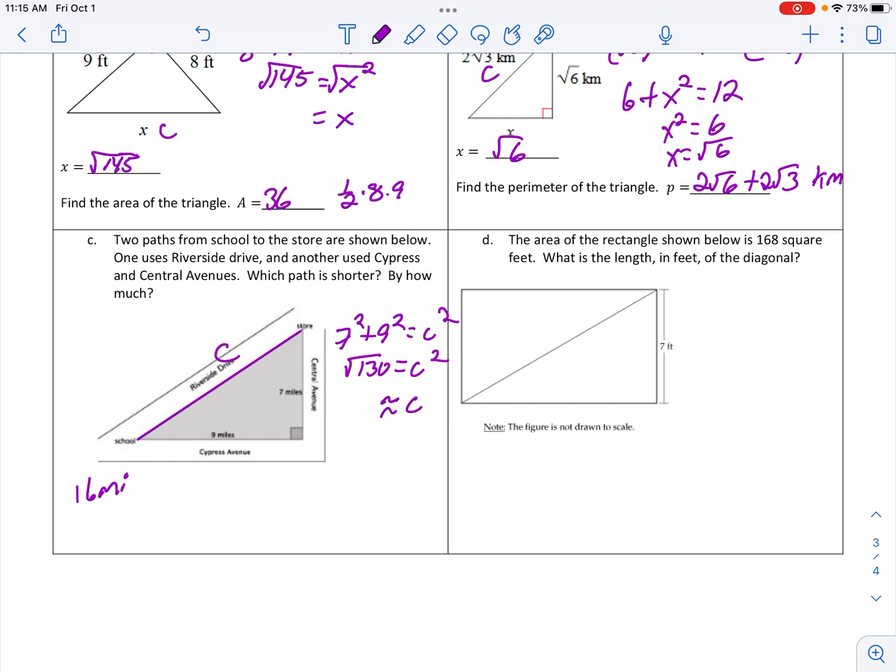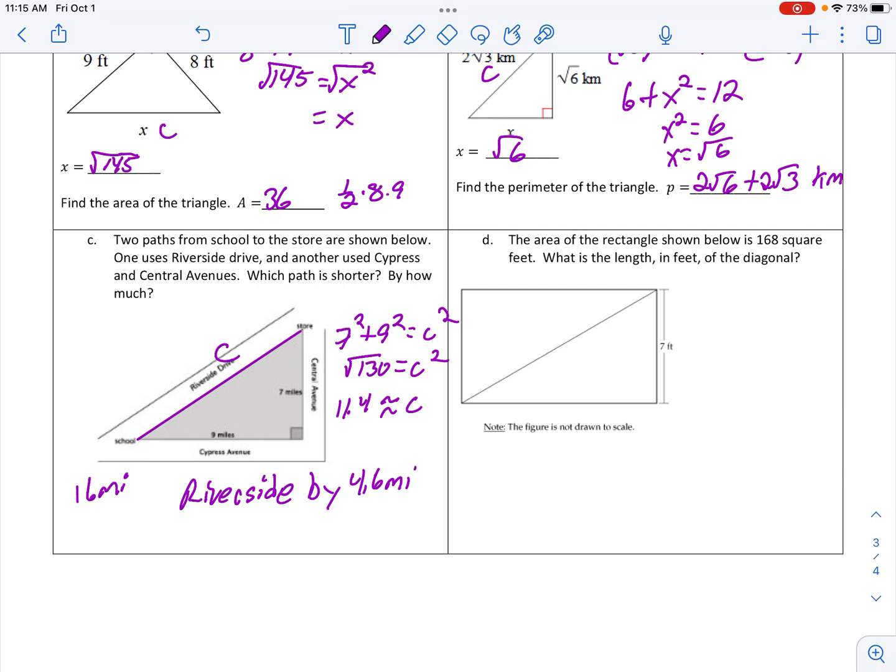And that turns out to be roughly, let's just go with, say, a tenth, 11.4. So the square root of 130, Riverside Drive, is definitely shorter. So Riverside is shorter by 16 minus that 11.4. As you subtract that, it's roughly 4.6 miles shorter.